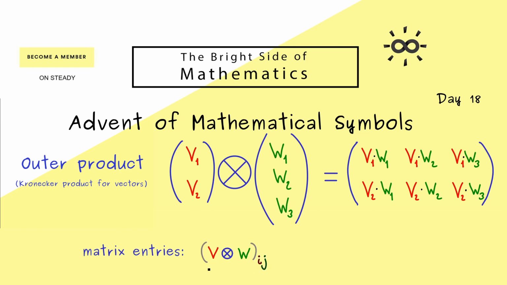And now we can just look at a general entry with indices i and j. And as you have learned before, this one is simply given by v_i times w_j. So you see, we can use this for the definition of the outer product. And with this, I hope you have learned something today.